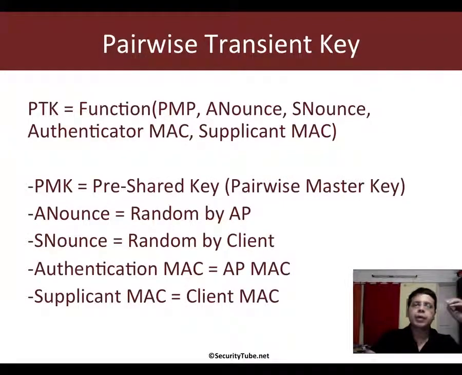Now, how is the pairwise transient key created? We'll get into the specifics of this in a later video, but to keep it simple here, the PTK is some function of the PMK. Actually, there's a little typo here. This is actually the PMK, the authenticator nonce, the supplicant nonce. If you notice, the authenticator nonce was sent by the access point, supplicant nonce by the supplicant, the authenticator MAC address, and the supplicant MAC address.